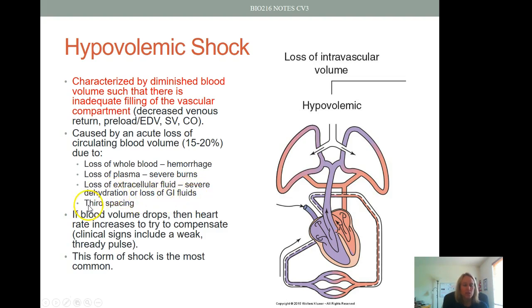And this can also be caused by third spacing, loss of fluid to a third cavity where it's not circulating. So if the blood volume drops, then the heart rate is going to increase. We're going to get tachycardia to try and compensate. And this is going to result in the clinical signs of a weak and thready but rapid pulse. So we're going to have tachycardia, but the pulse is going to feel weak or thready. Hypovolemic shock is the most common form of shock.